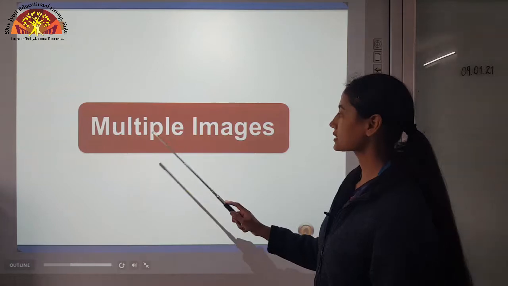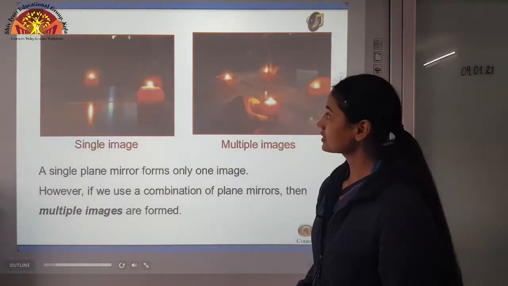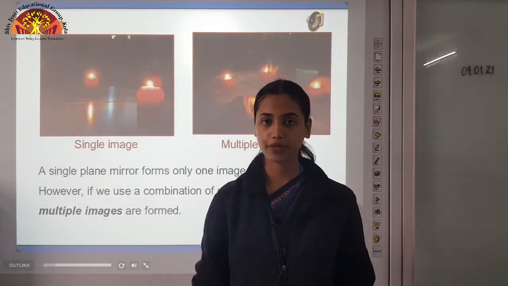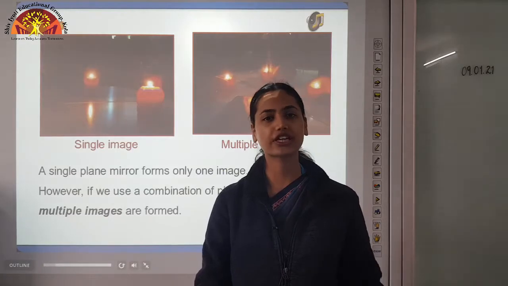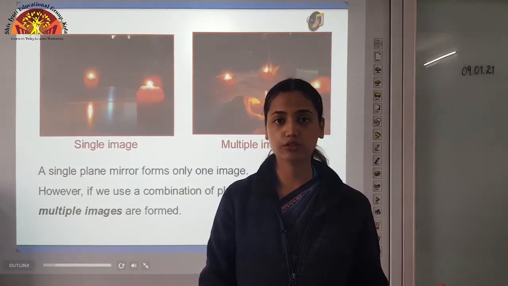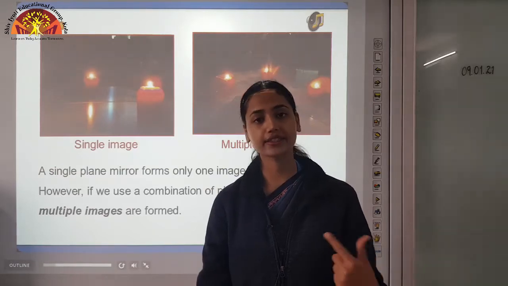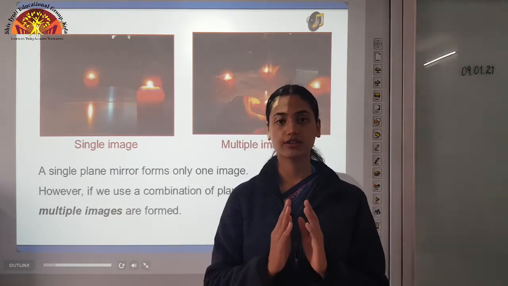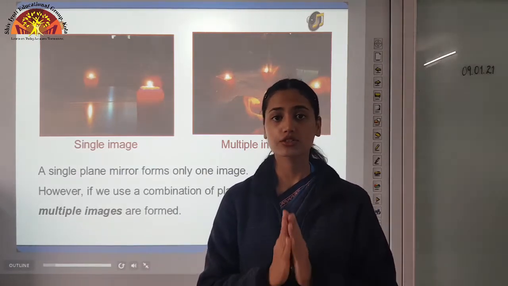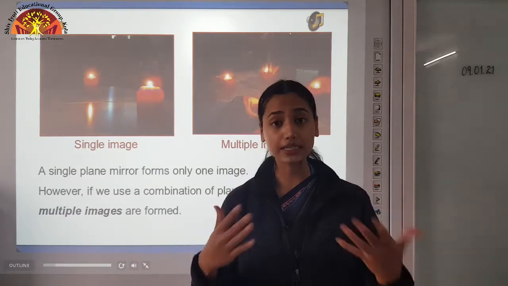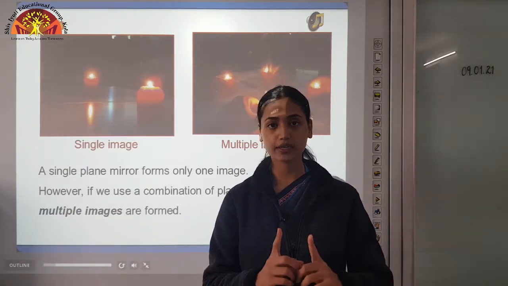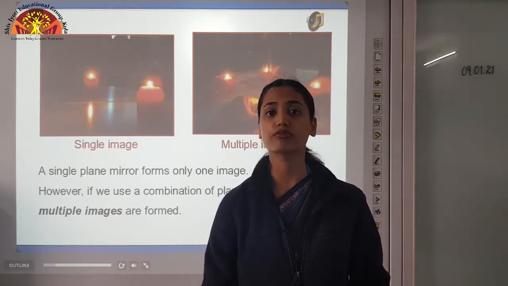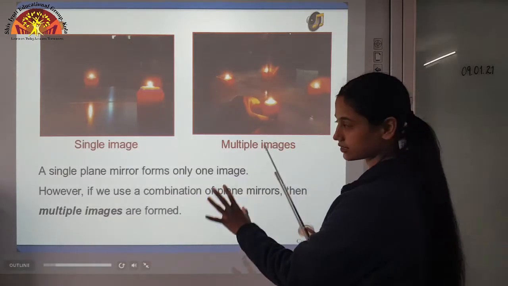The topic is multiple images. This is a very interesting phenomenon. Whenever you go shopping, you try on your clothes first. You check your size and whether it is looking good on you or not. When we enter a trial room, we see many mirrors placed there, including parallel mirrors. In parallel mirrors, we see multiple images. We do not see only one image, we see so many images of ourselves. How is that possible? Because of multiple reflection, which is this topic.